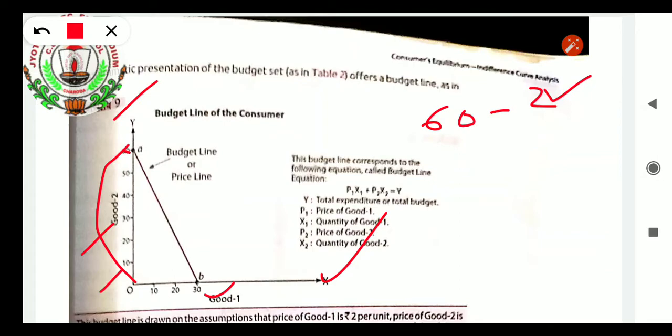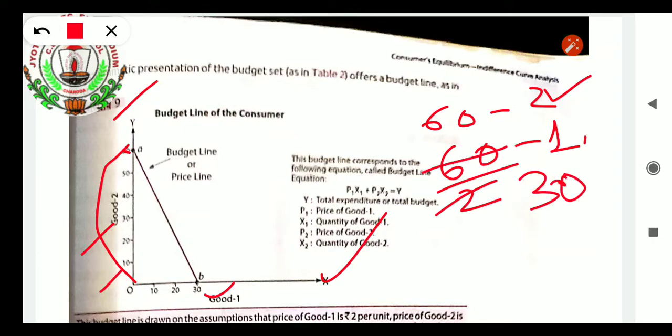But if he wants to spend the whole income on commodity 1, whose price is 2 rupees, then it will not be 60 units. How many units will he purchase? 60 upon 2 we will do, so we get 30. So how many units of commodity 1 can he purchase? 30 units. So here the budget set will be up to 30 and here it will be 0. So here the budget set is up to here, it can attain either 60 units of goods 2 or 30 units of goods 1. Above that his budget is not there.